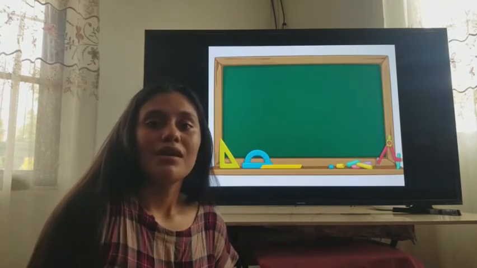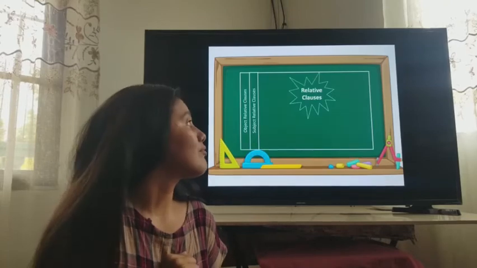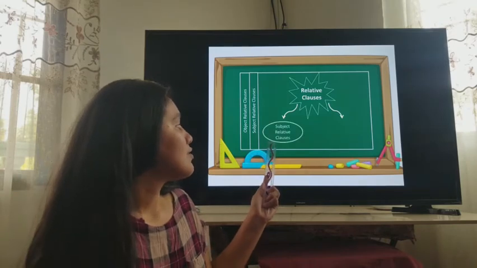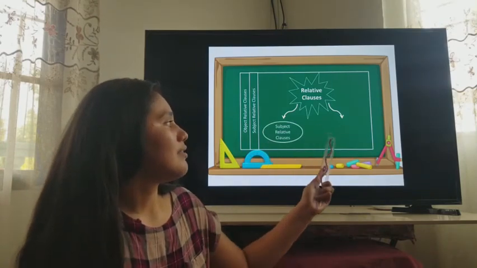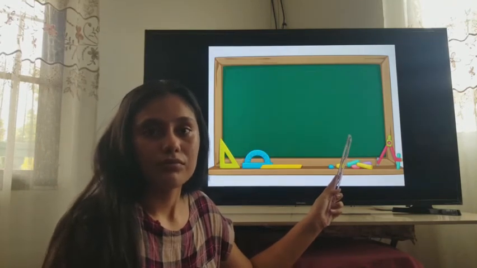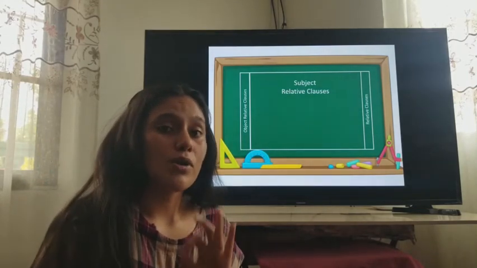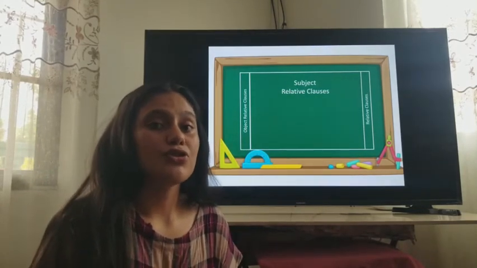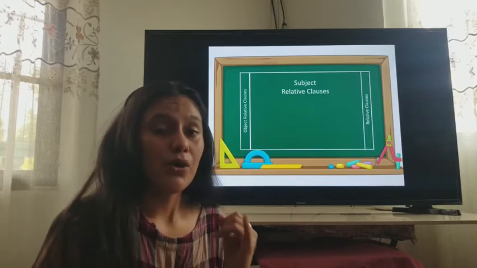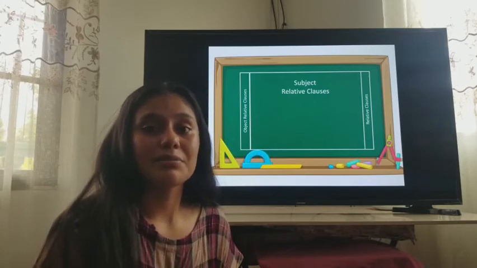Okay, let's continue, telling you that there are 2 different kinds of relative clauses. They are the subject relative clauses and the object relative clauses. The subject relative clauses, when we use them, we always need to use a subject relative clause pronoun. It could be who, which, or that, and it depends on the sense of the sentence.